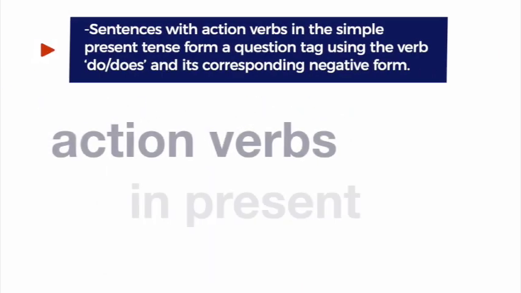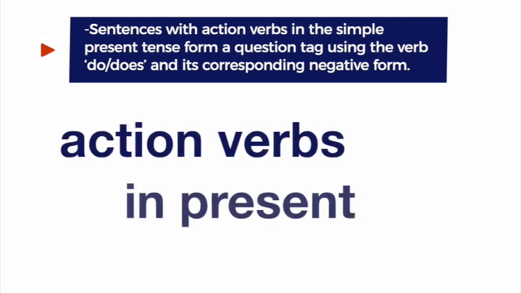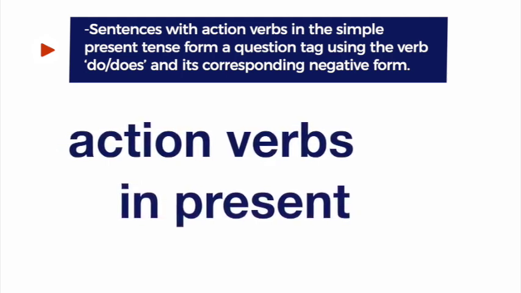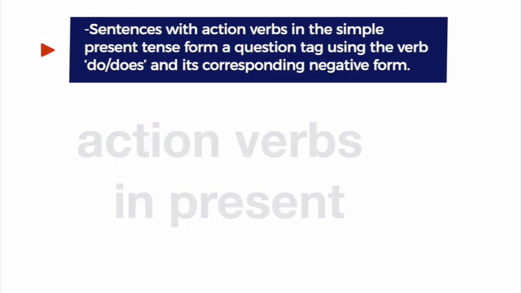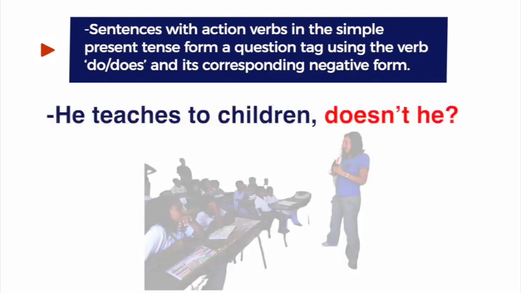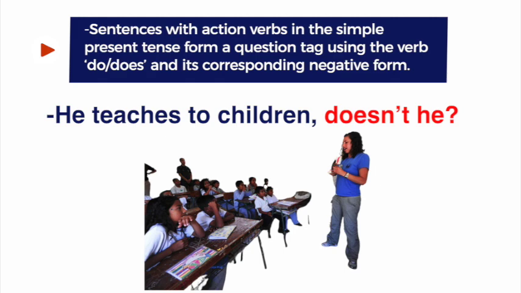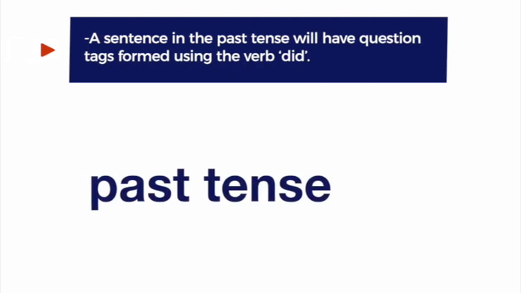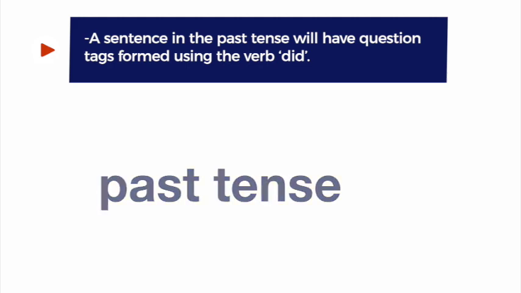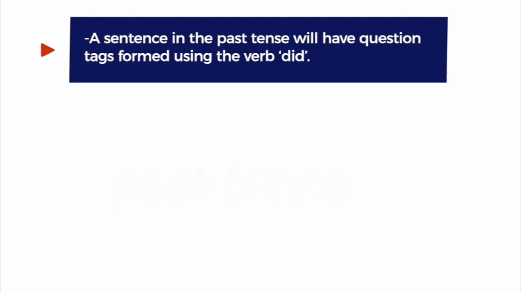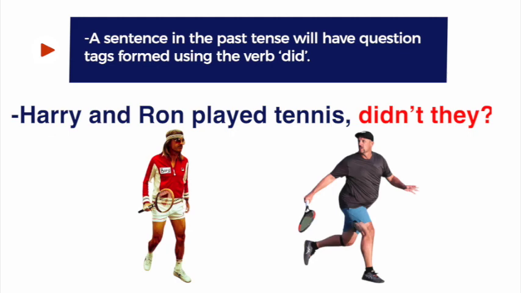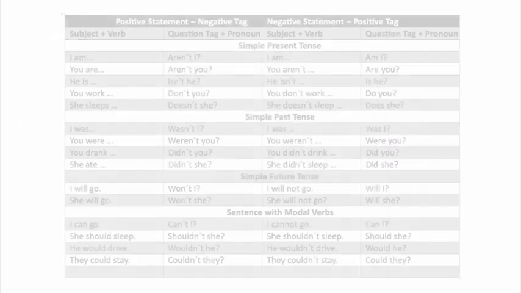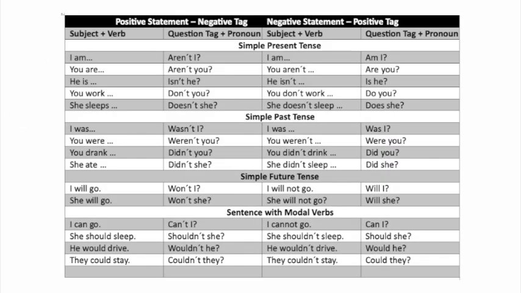Sentences with action verbs in the simple present tense form a question tag using the verb do or does and its corresponding negative form. For example, he teaches children, doesn't he? A sentence in the past tense will have question tags formed using the verb did. For example, Harry and Ron played tennis, didn't they? In the following chart, you can see how to make tag questions in different tenses.